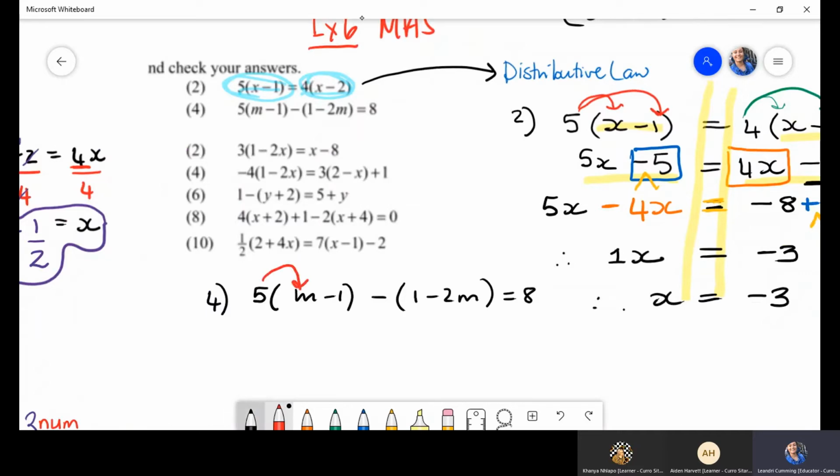5 times m is 5m. 5 times minus 1 is minus 5. Right, done. Now I have a negative 1 that will influence my next bracket. So negative 1 times 1 is negative 1. Make sure you check your sign. Negative 1 times negative 2m is a positive 2m, is equal to 8. Great.